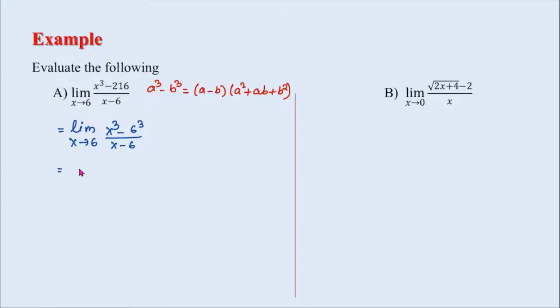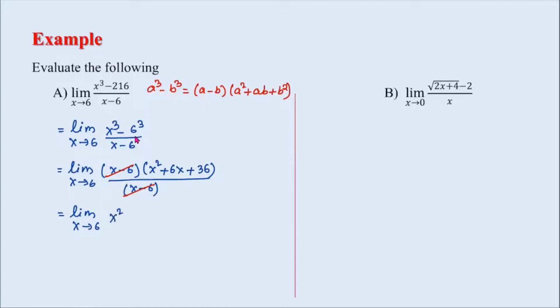If you use that formula, it will be the limit as x approaches 6 of a minus b, that is x minus 6, and then a squared will be x squared, plus ab, so if we multiply x and 6, that is 6x, then plus b squared, 6 squared, which is 36. And then divided by, in the denominator, x minus 6. Now that x minus 6, in the numerator and also in the denominator, gets cancelled. So we get the limit as x approaches 6 of x squared plus 6x plus 36.